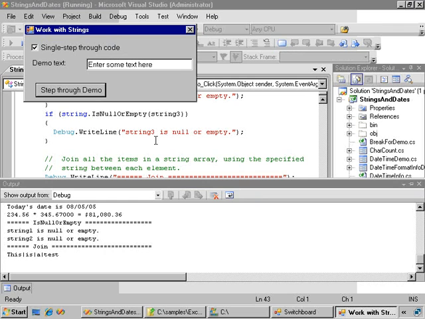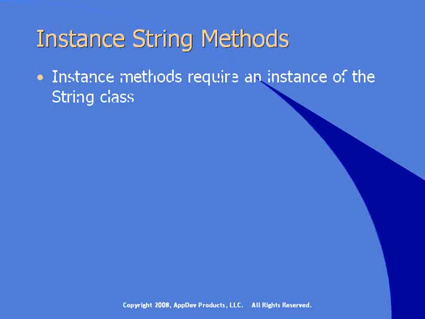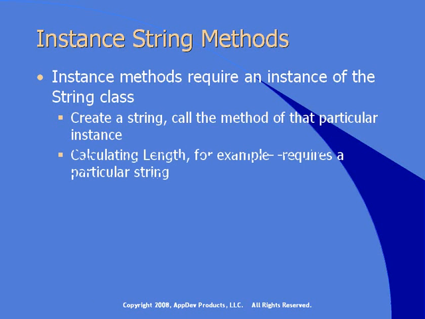So we've looked at several of the different static methods of the string class, along with some properties of the string class. The string class provides a number of different instance methods. An instance method requires you to create an instance of the string class and then do work with it. You create a string and call a method of that particular instance. Calculating length, for example, requires a particular string. You can't call string.length because that doesn't make any sense. You call your own personal string.length to retrieve its length.